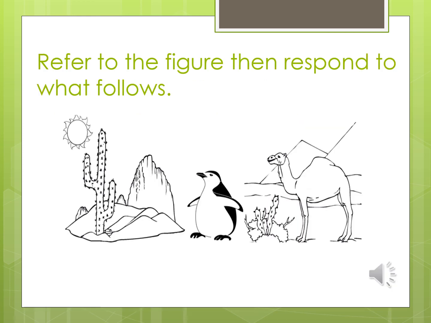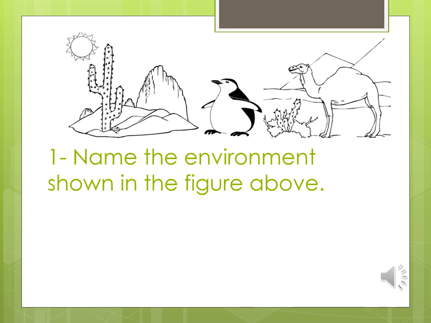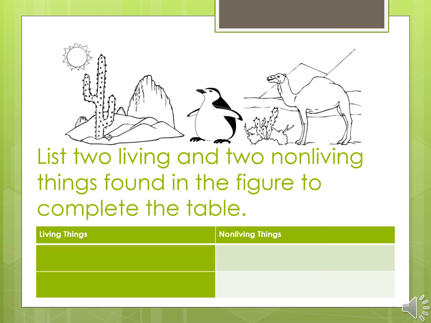If you observe this picture, you can see different organisms that are living in this place. Can you figure out now the name of the environment shown in the above figure? True, it's the desert. Now I will give you some time to list 2 living and non-living things found in the figure to complete the table.